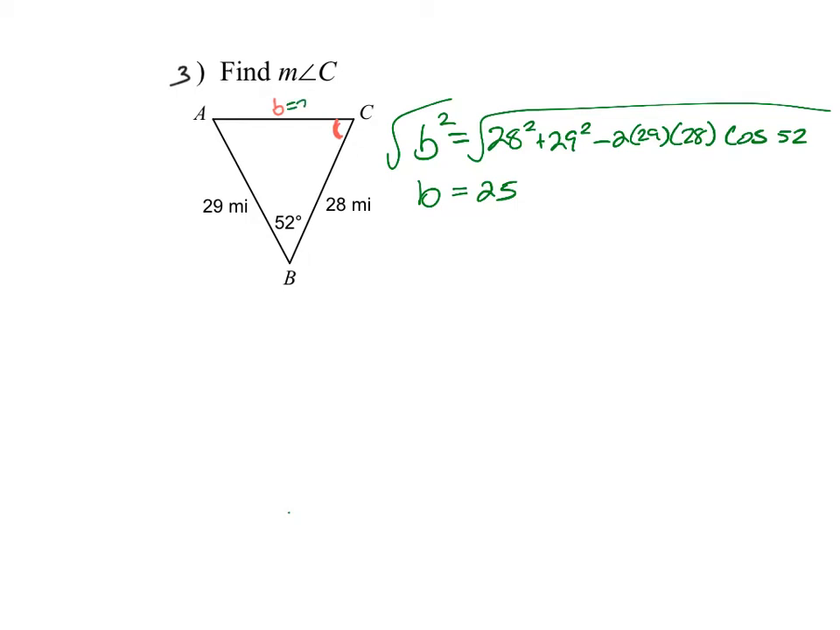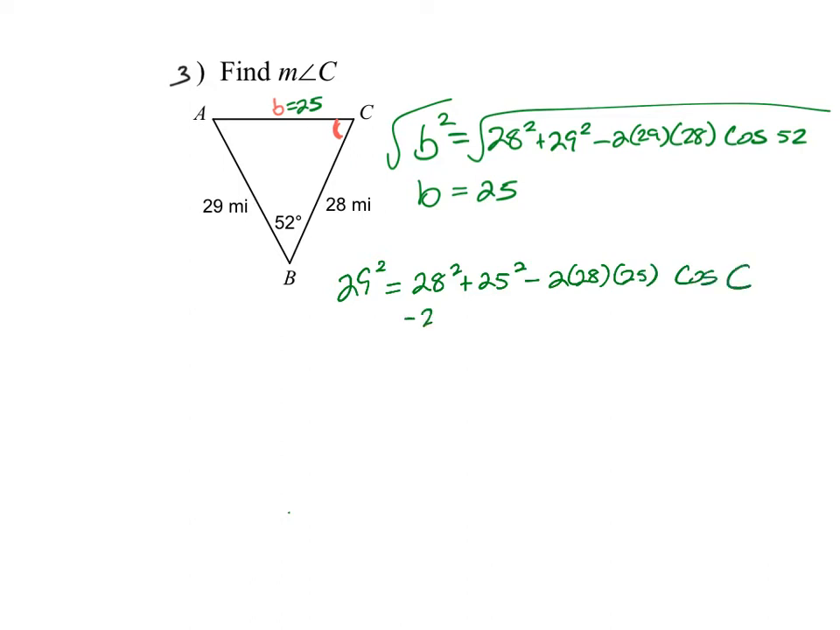So in this case, B is 25, right? So now that I know that this one is 25, I can go and use this to find angle C. So I'm going to have that 29 squared equals a squared, 28 squared plus B squared minus 2 times 28 times B times cosine of C, right? So I'm going to solve all that.